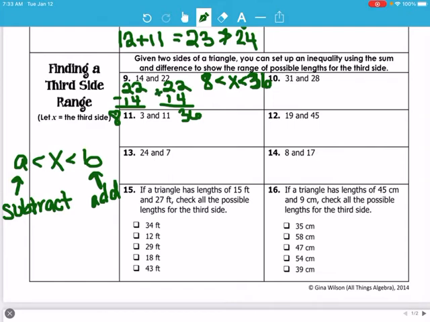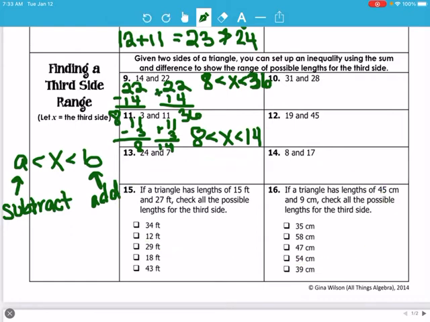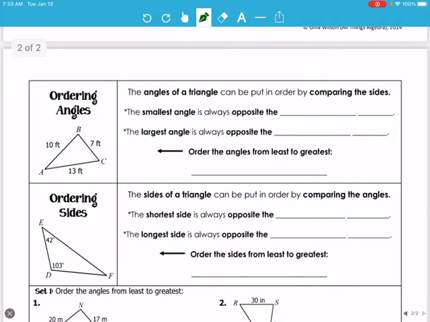Let's do number 11. We'll do 11 minus 3, and we'll do 11 plus 3, okay? 11 minus 3 is 8, 11 plus 3 is 14. Subtraction answer on the left, addition answer on the right. Add and subtract, that's all you're doing when you're asked to find a third side. Even down here in these word problems, that's what you'll be doing. You'll be adding and subtracting to find what your possible third side could be, okay? Give these a try. I'm going to move on, pause where you need to be paused to get your notes down.